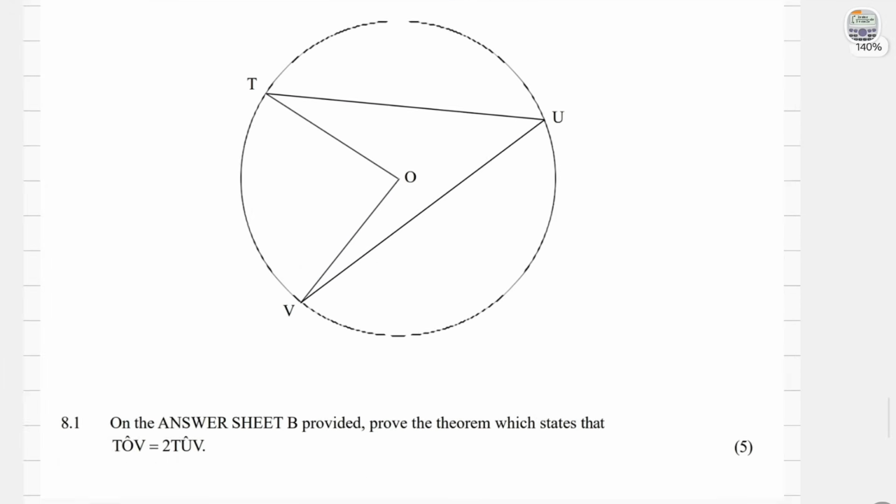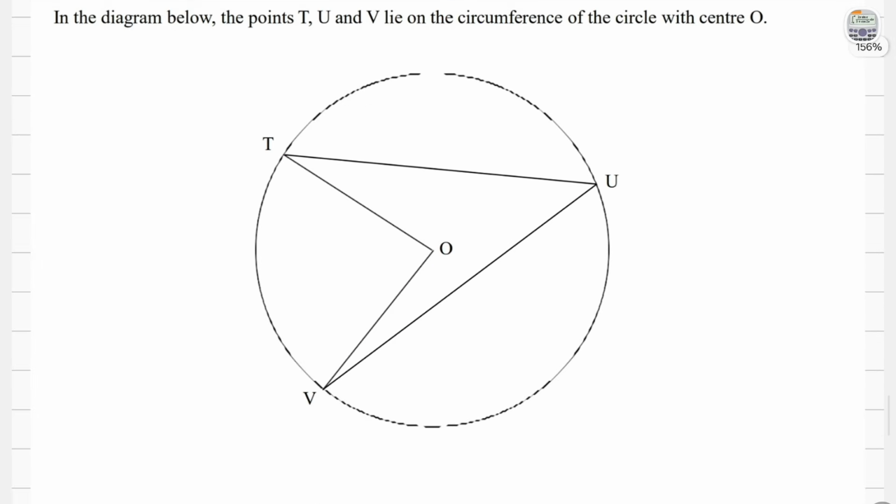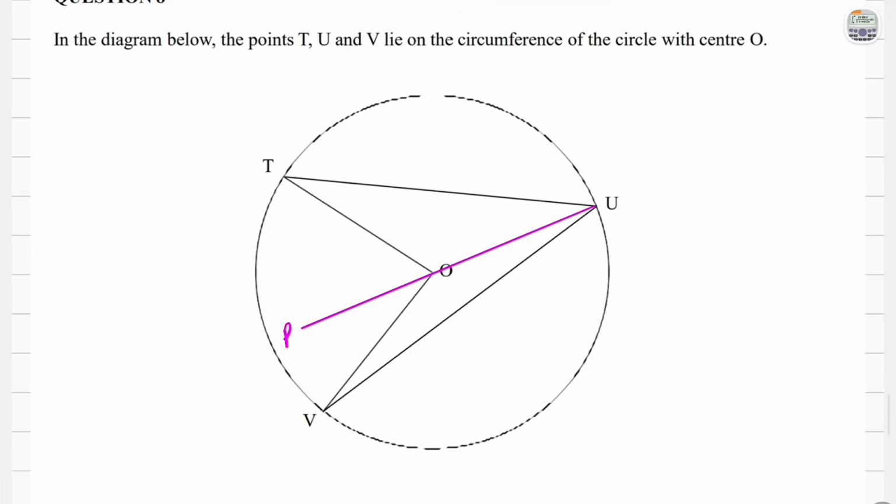The first step to prove this theorem is to construct a radius. So we're going to join from U to O, and then extend that. You can extend it like creating a diameter, or you could just extend it to a point. That's fine. So we'll draw this and I'll just extend it to a point. Let's call it P, because Q looks too similar to O. And this is what we have.